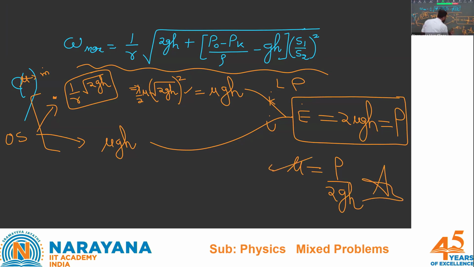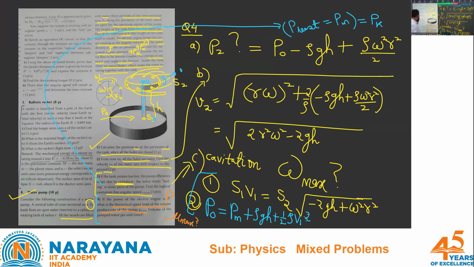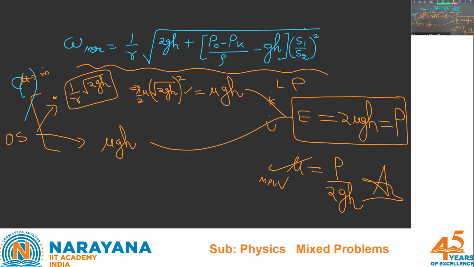And it is mass per unit time. You can take it divided by rho. P by 2GH should be the limiting value, because he said categorically, what is the theoretical upper limit of the volume productivity? So you just compensate it by rho. I am talking about the mass productivity. Again, I will explain what I am trying to say here.